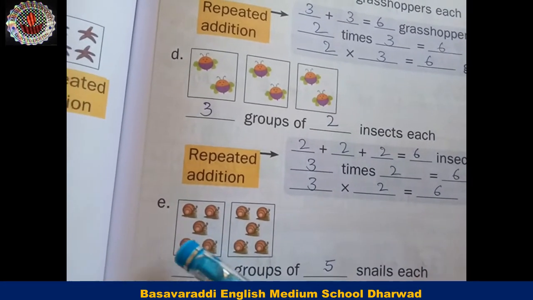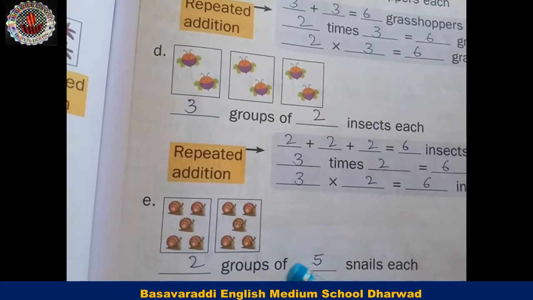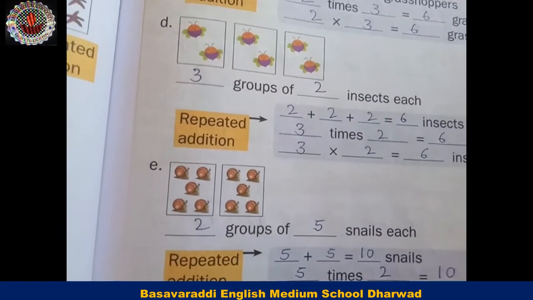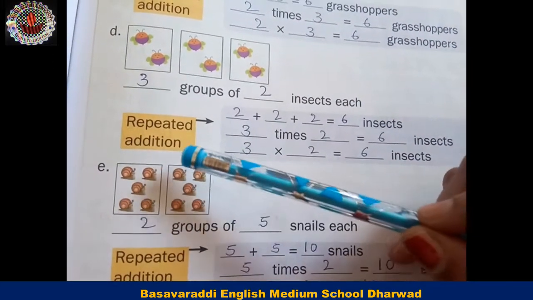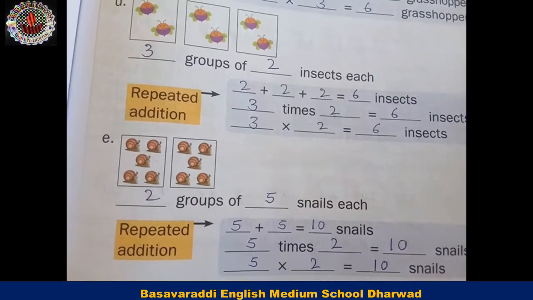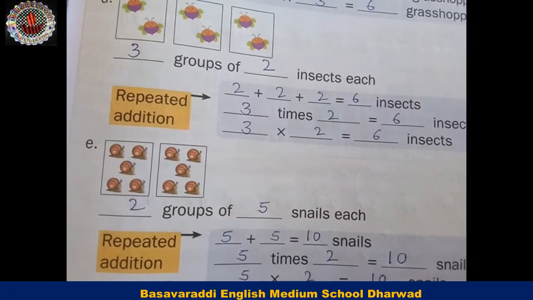Now here it is a snail. How many groups are there? 1 and 2. And how many snails each? 1, 2, 3, 4, 5. So 2 groups of 5 snails each. So repeated addition. 5 plus 5 is equal to 10 snails. See, 1, 2, 3, 4, 5, 6, 7, 8, 9, 10. So 5 times 2 is equal to 10 snails, and 5 into 2 is equal to 10 snails. So 5 twos are 10. This is what? Repeated addition.